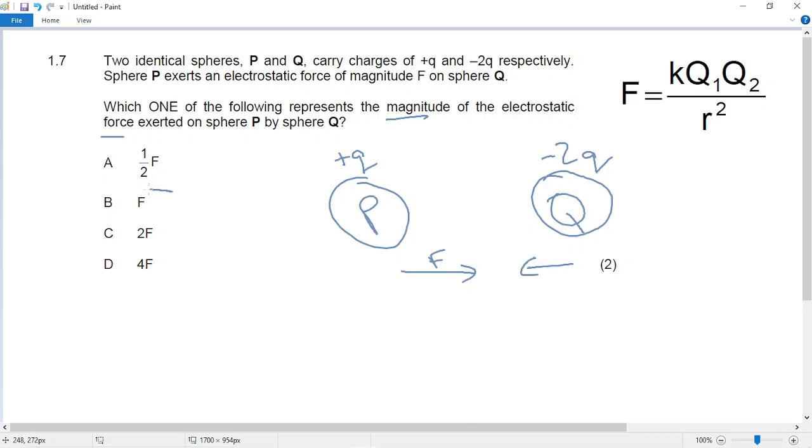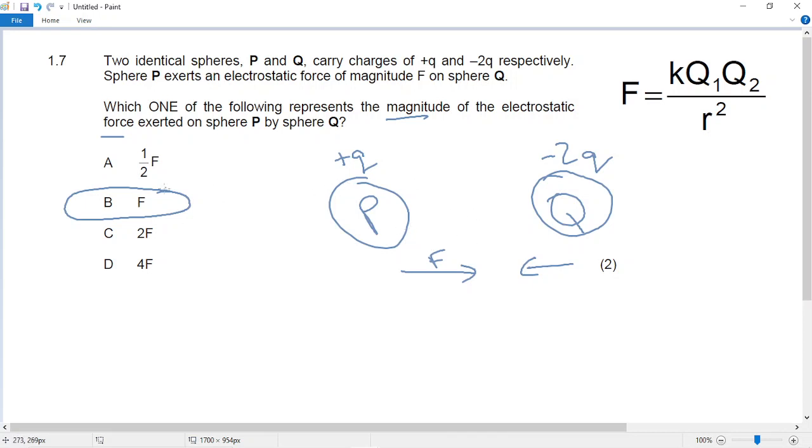The answer here is B, F. The force is exactly the same due to Newton's third law. There is an equal and opposite force. Don't quote Newton's third law like that, do it by the definitions. But remember that there is an equal and opposite force.